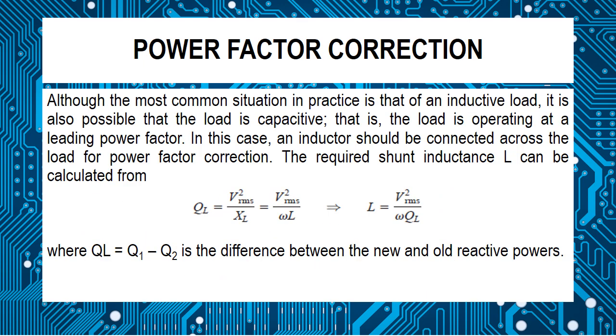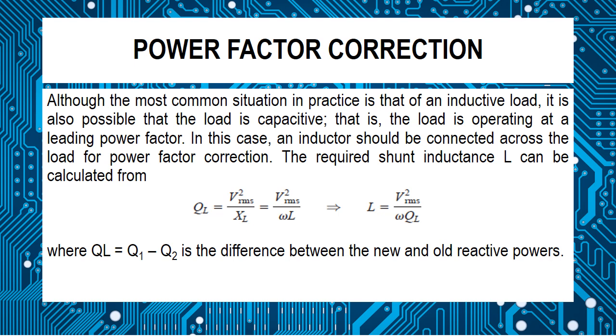Although the most common situation in practice is that of an inductive load, it is also possible that the load is capacitive. That is, the load is operating at a leading power factor. In this case, an inductor should be connected across the load for power factor correction. The required shunt inductance L can be calculated from this formula.